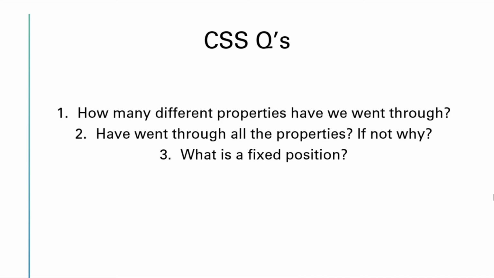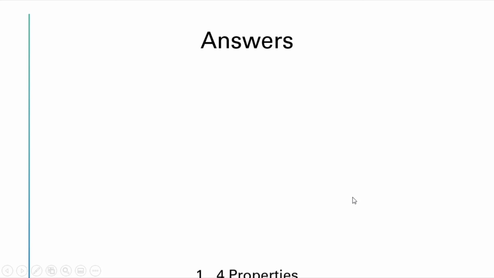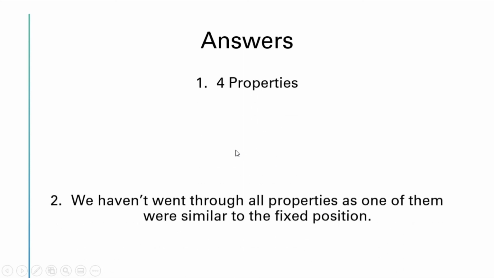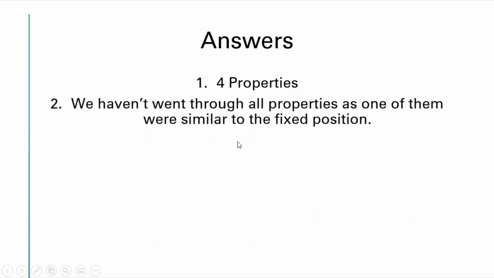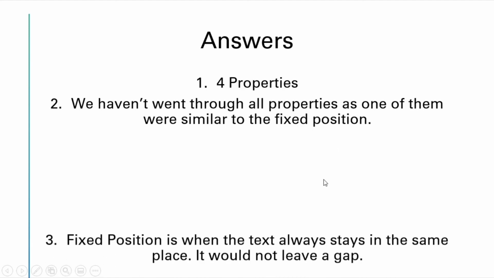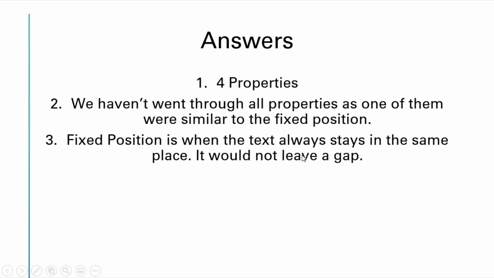So hopefully if you answered all those questions, I think this will be the hard one because I haven't mentioned it. So for number 1, there'll be 4 properties. Number 2, we haven't went through all the properties as one of them was similar to the fixed position, which is a sticky position. So I don't think there was any point of going through that as we already have the fixed position. And number 3, the fixed position is when the text always stays up in the same place. It will not leave a gap. So whenever you scroll, it'll still be there.